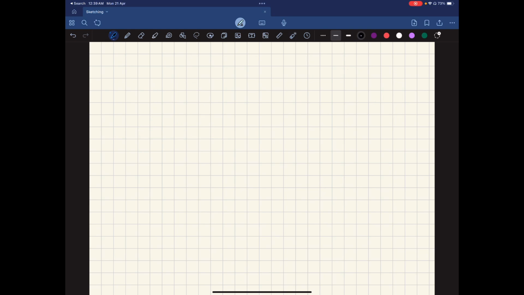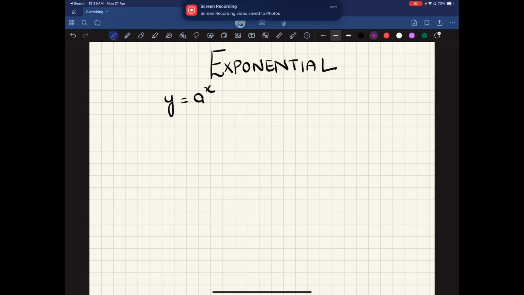Okay, on to the final function, exponential, where your graph is in the form y equals a raised to the power x. Now here you need to understand that exponential graphs can be growth graphs or decay graphs. We've covered this in the exponential growth and decay video.